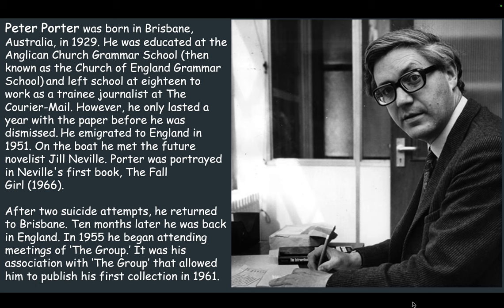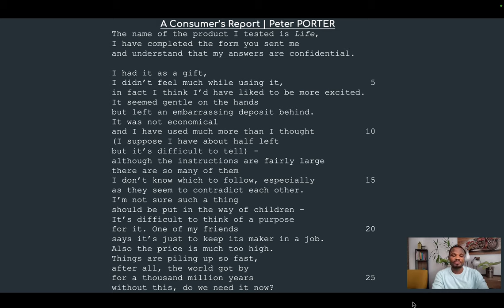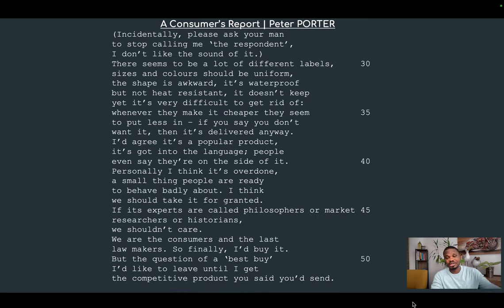This is a very fascinating history, but our main focus is the analysis of the poem, and that's what we are going to jump into next. Now, this is how the poem appears. The first stanza is three lines, and the second stanza is about 48 lines.